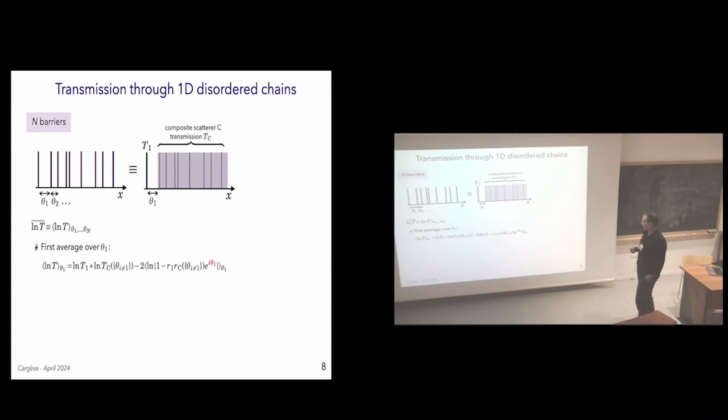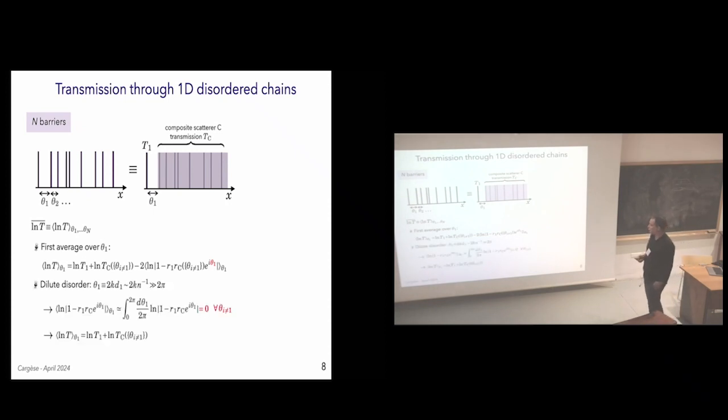Then the point is, of course, that this average in general is complicated, except in the limit of dilute disorder, which I assumed before. For dilute disorder, the phase Kd is assumed to be much larger than 1, where D is the average separation. So it means that typically from one disorder realization to another, this phase fluctuates much compared to 2π. If they fluctuate much, you can replace this average over θ1 by a uniform integral over θ1.